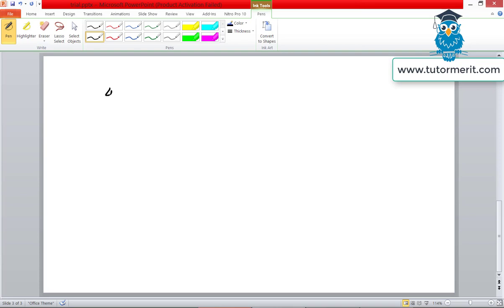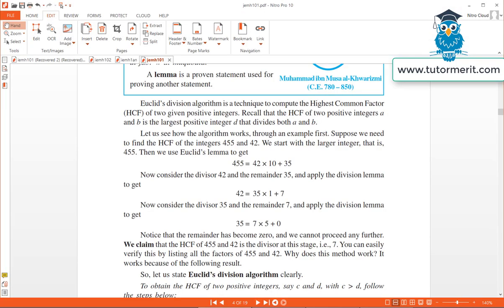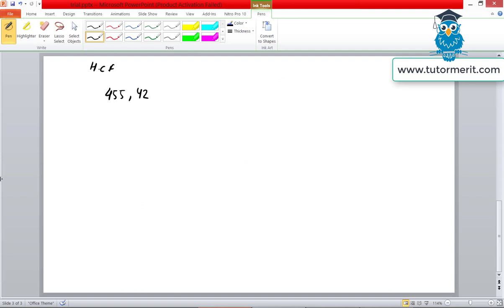So let's go back to your times when you used to derive HCF. Suppose I was told to find the HCF of 455 and 42. This is how they have expressed it. Now I'll show you a method which you have been using since your grade 5. You have the bigger number here, the smaller number here, and you try to divide it. So this will be 42, 3, 5, 0. So this will be 0, and my remainder is 35. So I simply say 455 is equal to 42 into 10 plus 35. This is again the same thing.